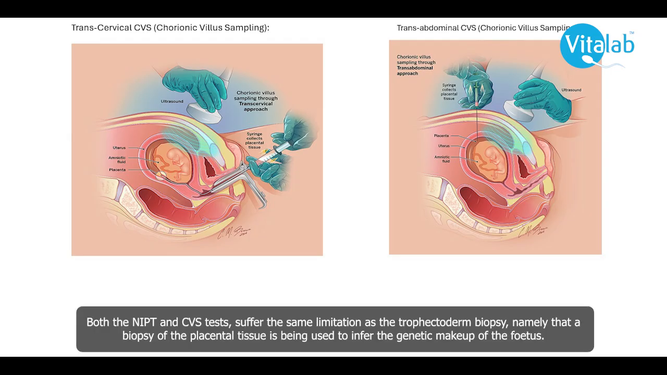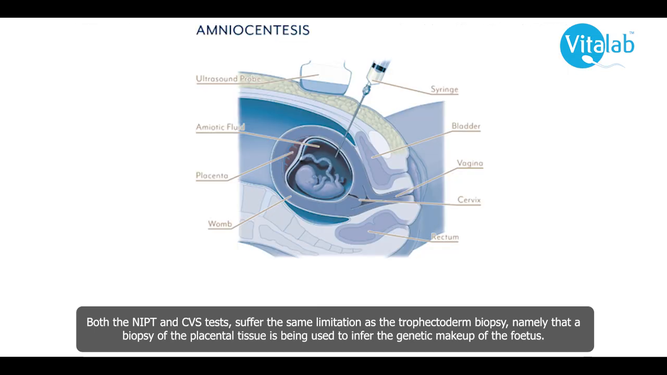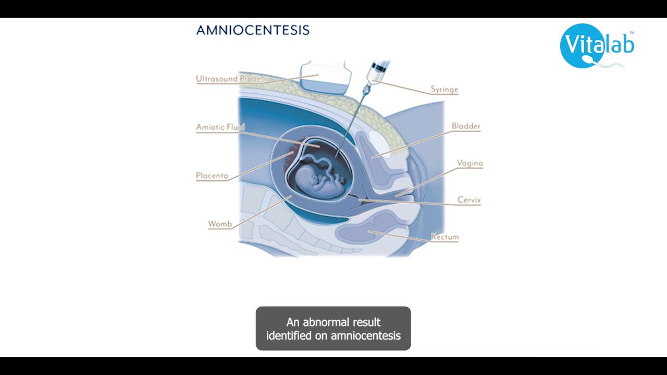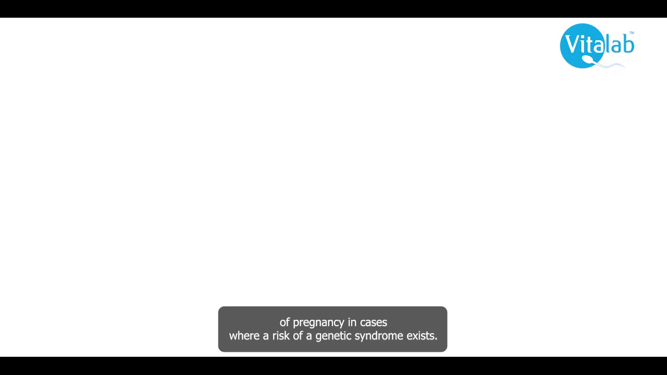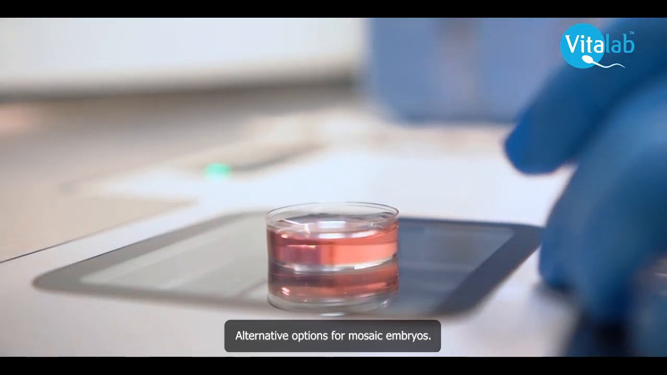Both the NIPT and CVS tests suffer the same limitation as the trophectoderm biopsy, namely that a biopsy of the placental tissue is being used to infer the genetic makeup of the fetus. An abnormal result identified on amniocentesis will be discussed with you, together with a genetic counselor. This may lead to a discussion and recommendation for termination of pregnancy in cases where a risk of a genetic syndrome exists. Alternative options for mosaic embryos.